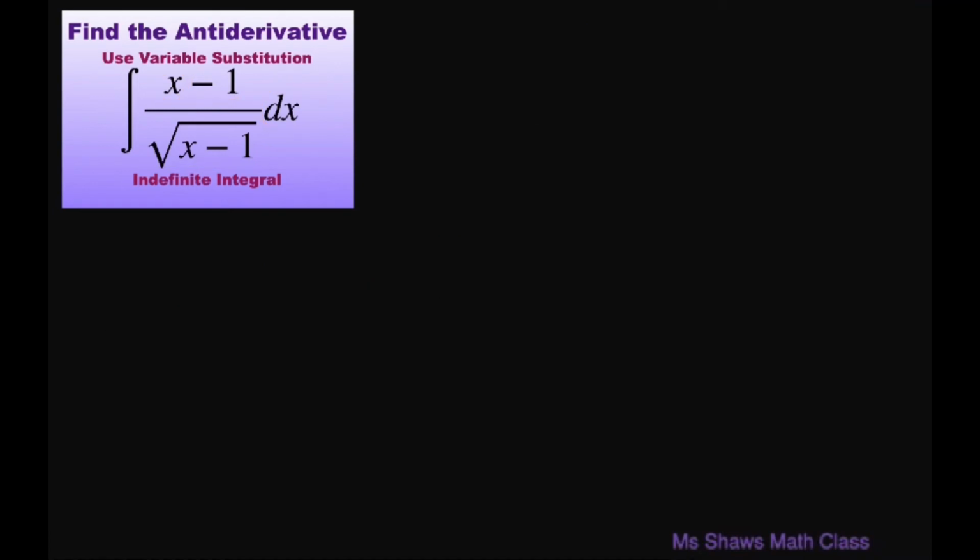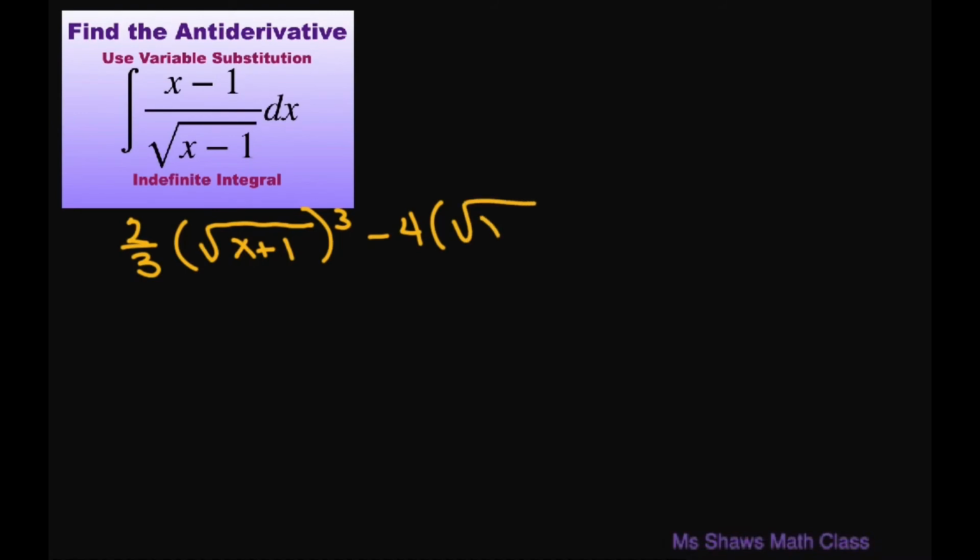Okay, so this next step is going to equal 2/3, and then we had the t cubed, so this is going to be the square root of x plus 1 cubed. Then we had minus 4t, so that's 4 times the square root of x plus 1. Then we had plus c. And that would basically be your answer, but if you want to, you can simplify this.